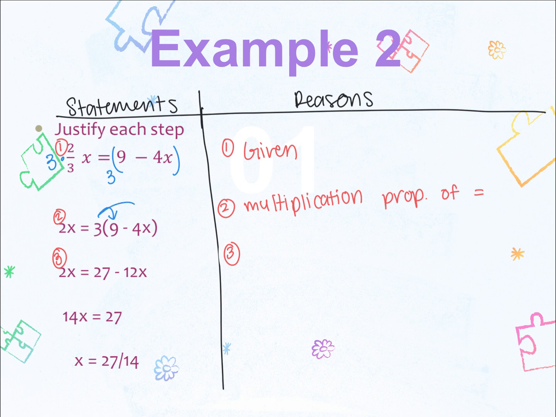No, distributive is correct. I'm using distribution, but the property is... If you put distribution or distributive, it's okay. Distribution property.